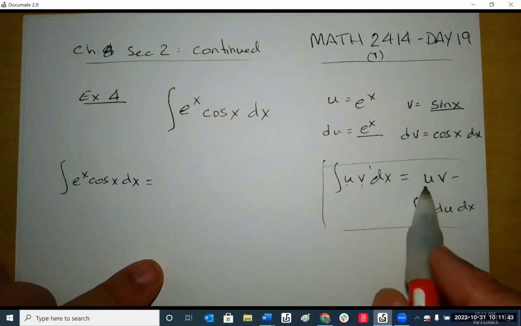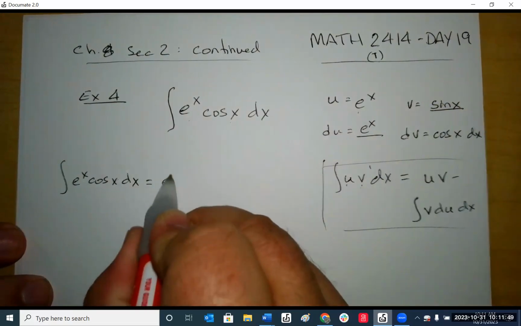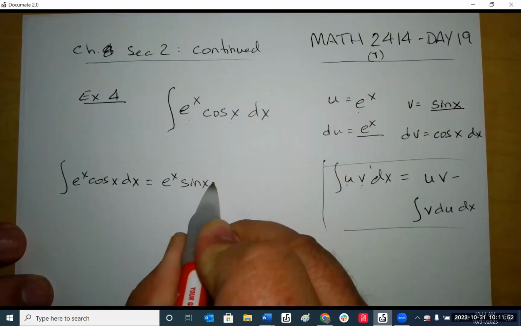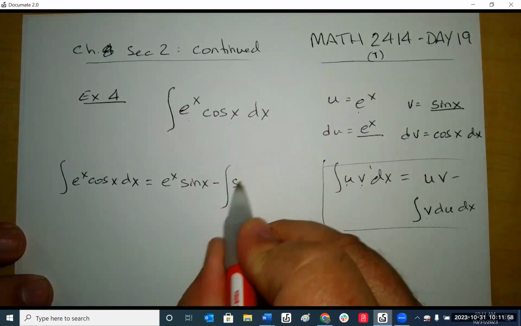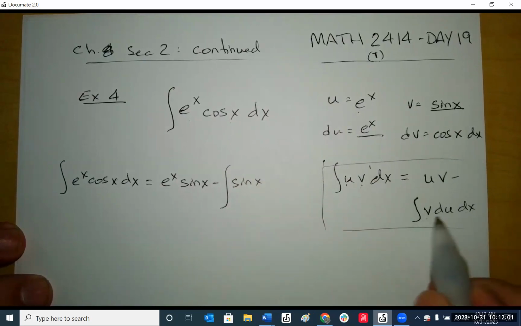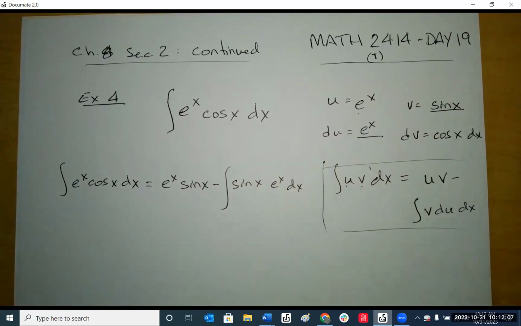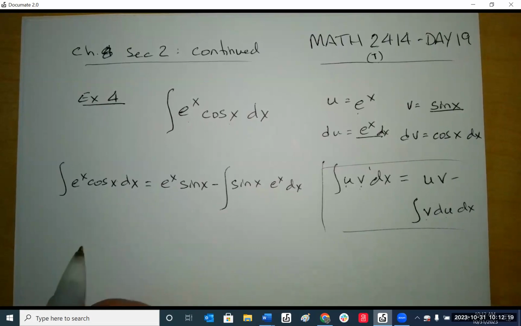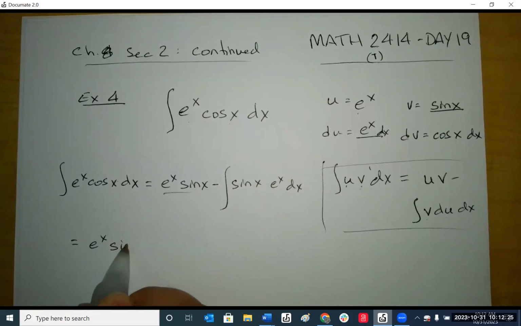So according to this, it's u times v. So it's e to the x sine x minus the integral of v, which is sine x, times u prime, which is e to the x dx. All right. So what do we have here? Leave the first part alone: e to the x sine x.